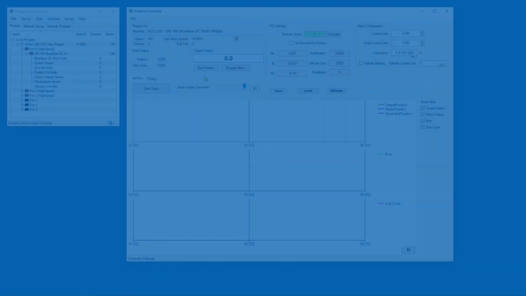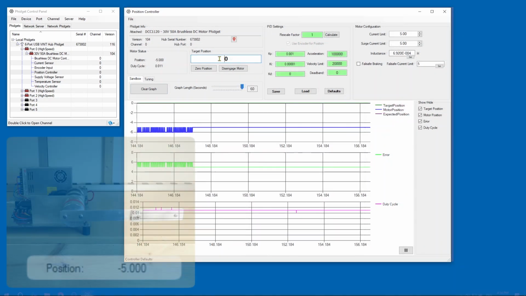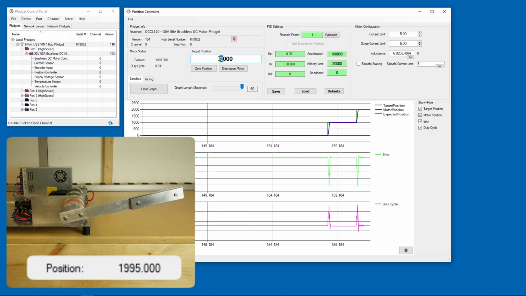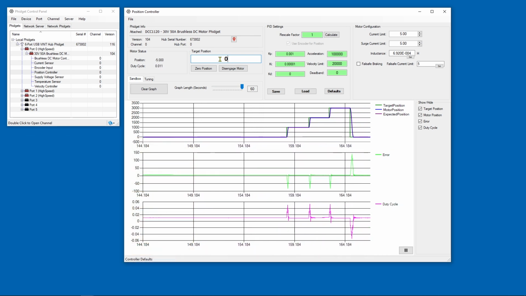When we first open the position controller channel, these units are all in Hall effect commutations. If an encoder is used, the units will be in pulses. A velocity of 2000 commutations per second is difficult to conceptualize. We can set a target position for the motor, but the default units are not intuitive. Rescale factor lets us easily change to something useful, like degrees.